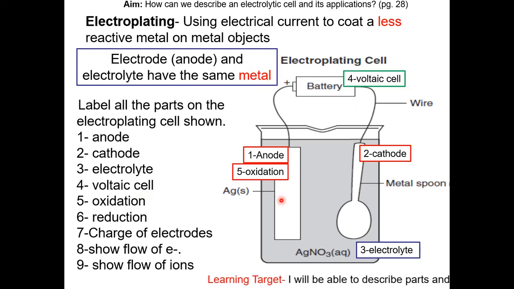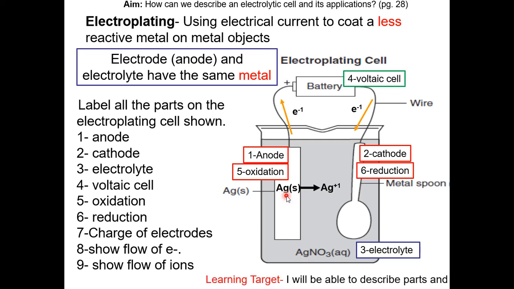Oxidation occurs at the anode. Reduction occurs at the cathode. Electrons flow from the anode to the cathode. The piece of silver is being oxidized. Solid silver is being oxidized to silver ions, which dissolve in solution.